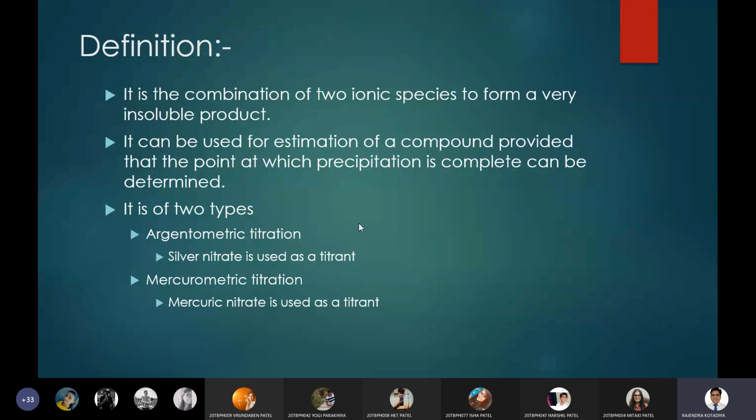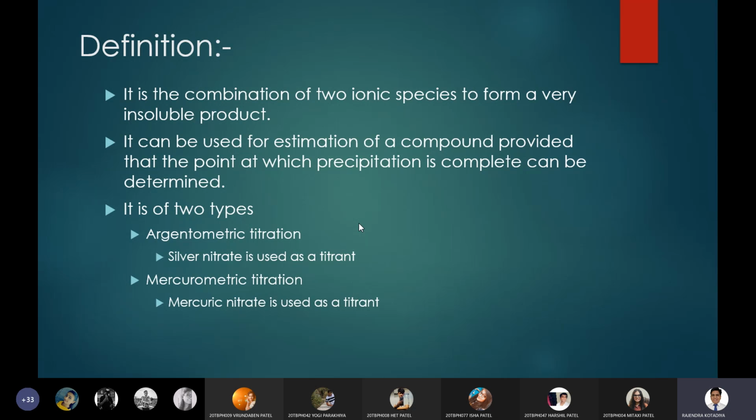To help us detect the point at which precipitation occurs, we normally add an indicator. Here the indicator we will use has the capacity to undergo the process of precipitation, and at the same time, by forming the precipitate, it will show us the color as well.